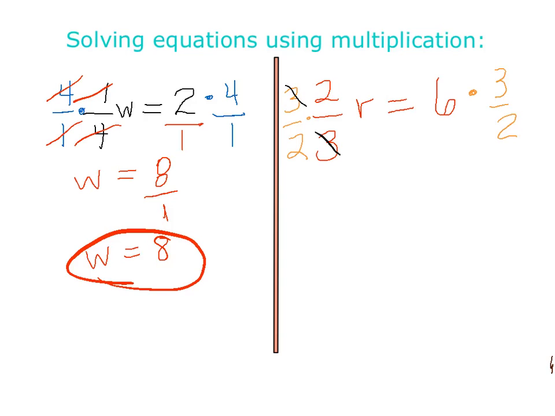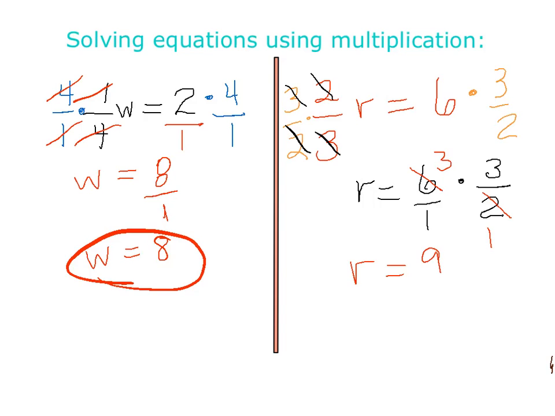So 3 and 3 and 2 and 2. We're left with r equals 6 over 1 times 3 over 2. Now, the quickest way to do this is probably to eliminate. So we got a 2 here, that goes into itself once, 2 goes into 6 3 times. And we have 3 times 3, which is, of course, 9, over 1 times 1, which is 1, so r is equal to 9. And that's that.